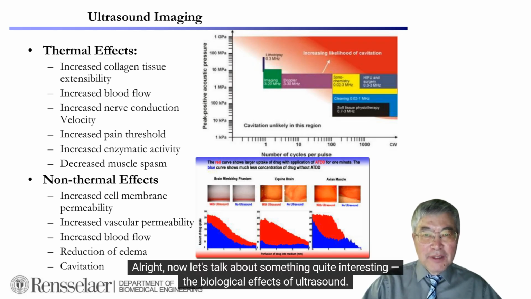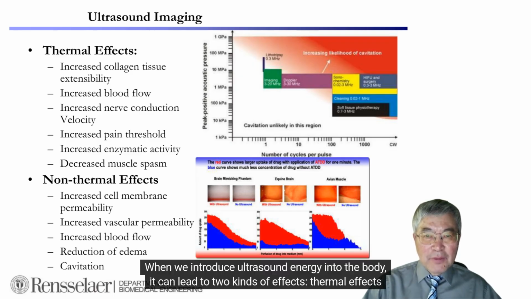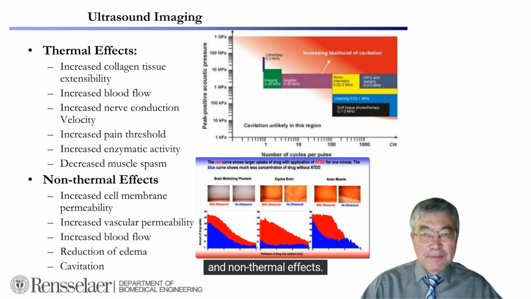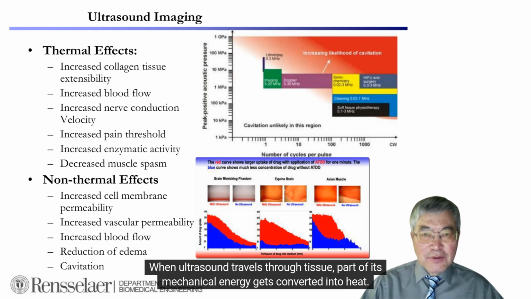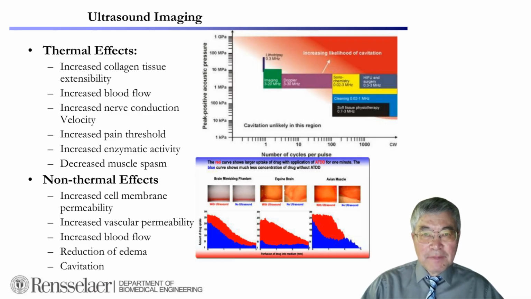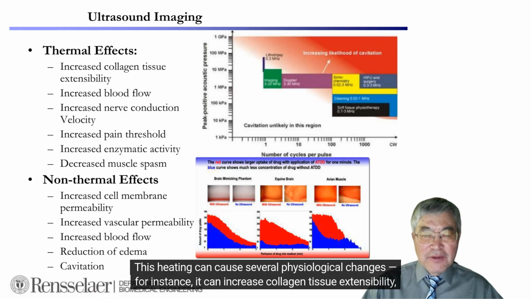Alright, now let's talk about something quite interesting, the biological effects of ultrasound. When we introduce ultrasound energy into the body, it can lead to two kinds of effects, thermal effects and non-thermal effects. I've already mentioned the thermal effects earlier, but let's quickly recall them. When ultrasound travels through tissue, part of its mechanical energy gets converted into heat. This heating can cause several physiological changes.